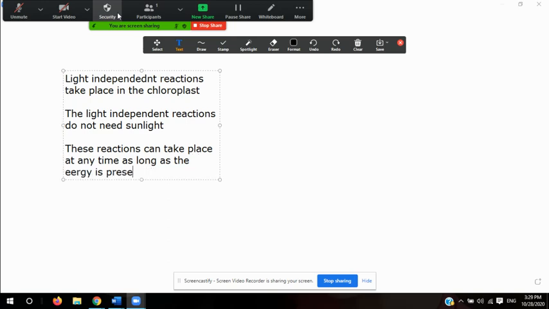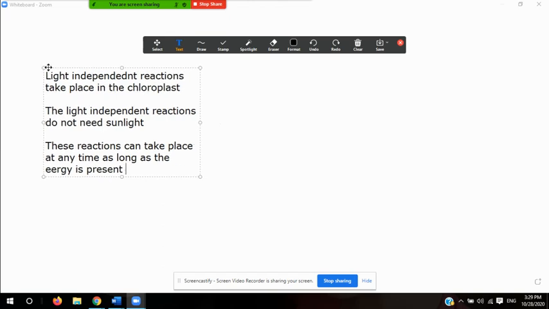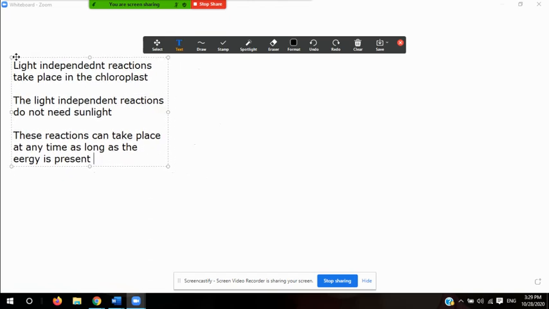So it's not that the light independent reactions can't occur if there's any light. It's just that light is not the main source they need in order to undergo that reaction. Even if it's a cloudy day, the plant is still making energy, right? That's pretty much what that sentence means.